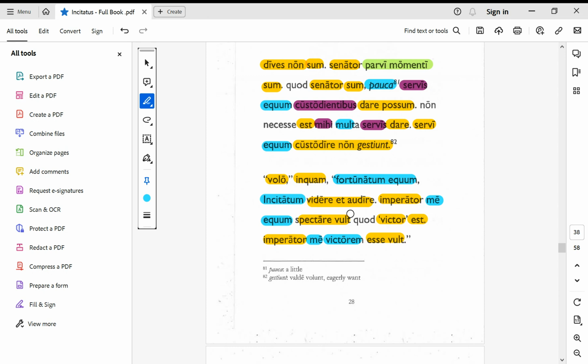Anyway, the emperor wants me to watch the horse because victor est. He is a winner, I'm guessing. Est here is referring to the horse because he is a winner. Period. Imperator me victorem esse volt. So once again, we have two ideas going on here, and it's structured the same way. Start at the first word, look at the last word, look at the second word, look at the second to last word, and be in the middle. The emperor wants me to be a winner. Okay.